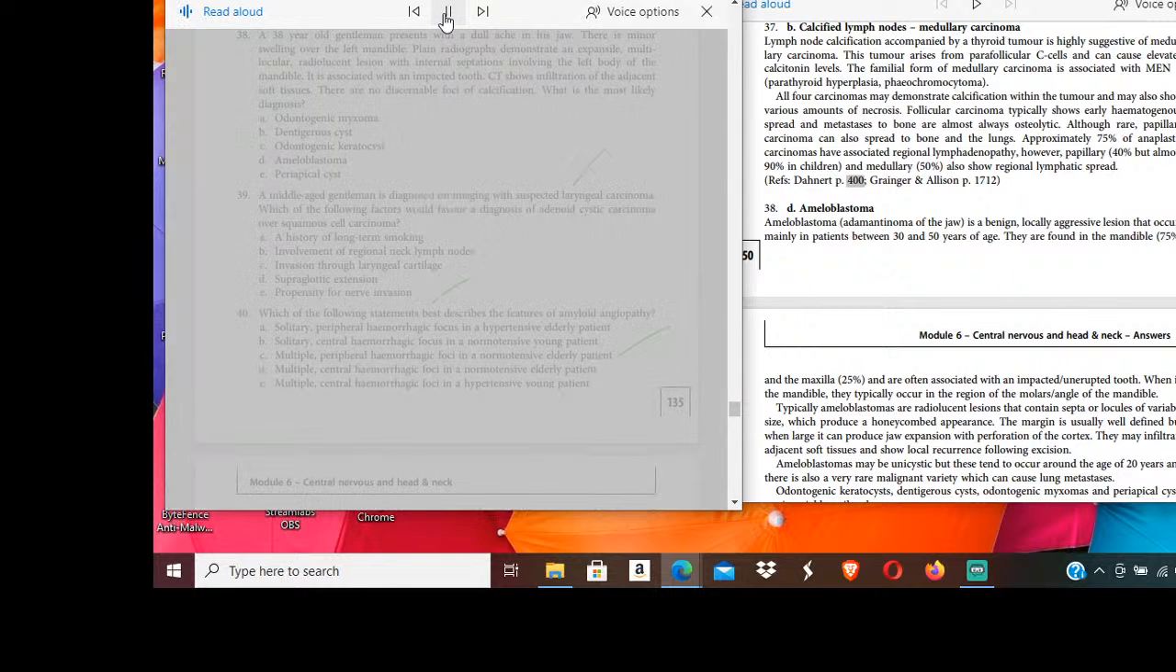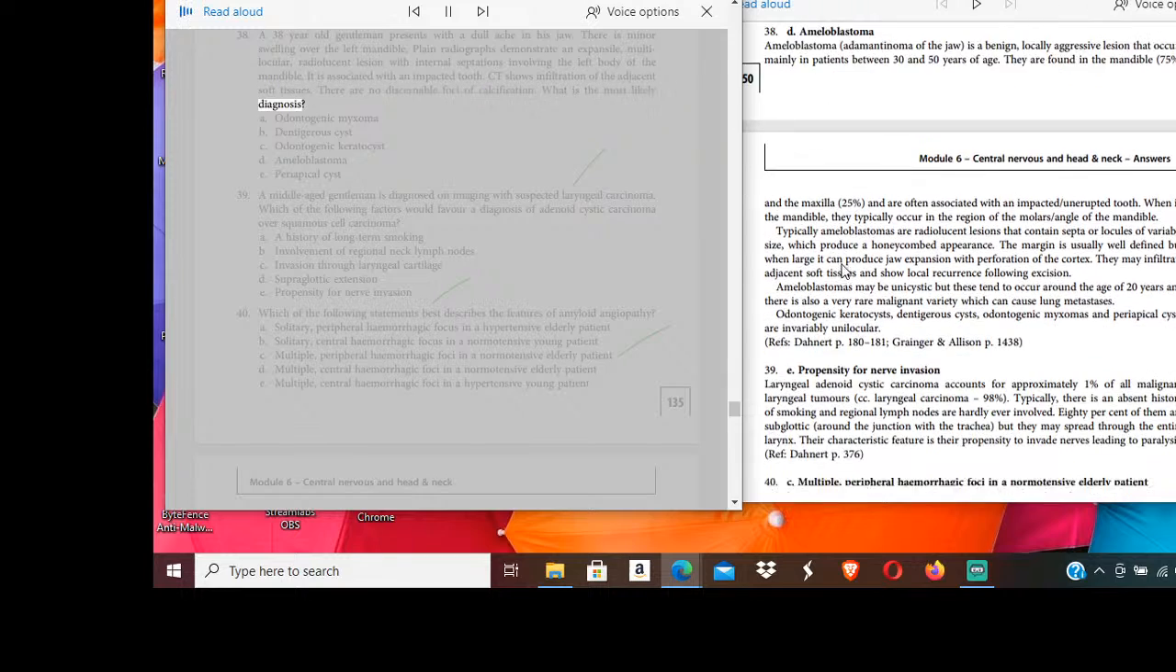A 38-year-old gentleman presents with a dull ache in his jaw. There is minor swelling over the left mandible. Plain radiographs demonstrate an expansile, multilocular, radiolucent lesion with internal septations involving the left body of the mandible. It is associated with an impacted tooth. CT shows infiltration of the adjacent soft tissues. There are no discernible foci of calcification.